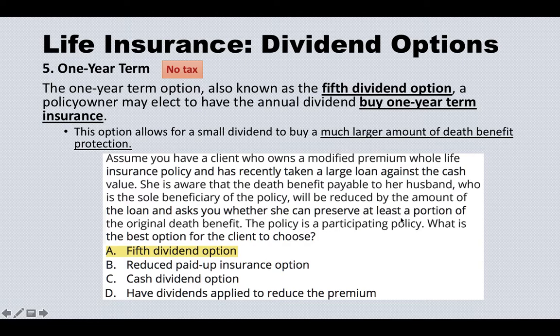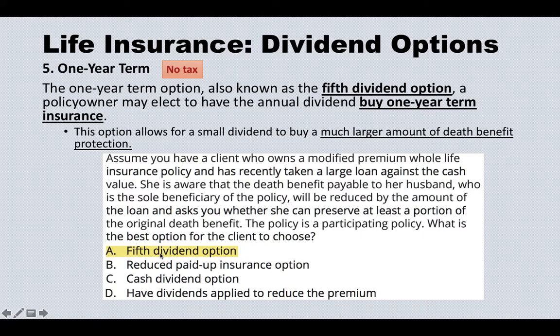You have to know it's a participating policy, which means it's from a mutual company, right? It's very important that they are from a mutual company. If they are not participating, then they won't have those options. So what's the best option for the client to choose? What she wants is a little larger death benefit.